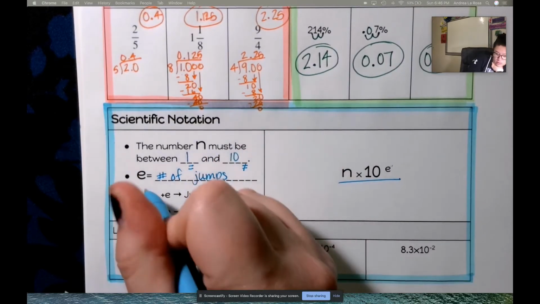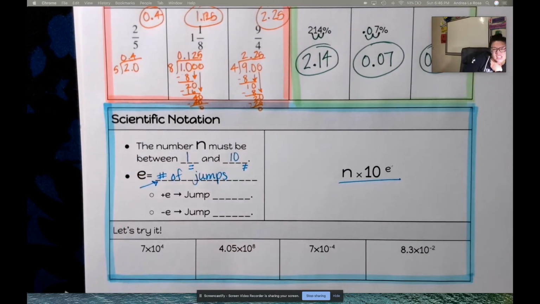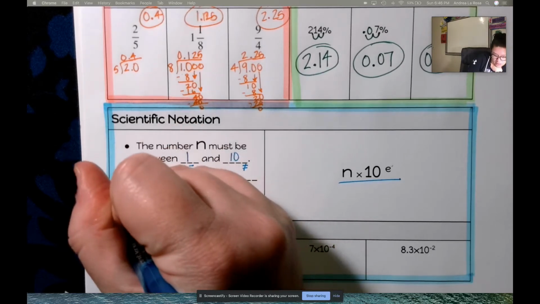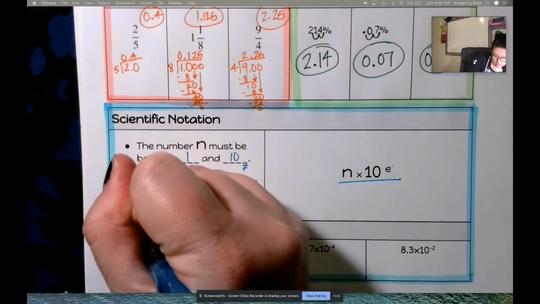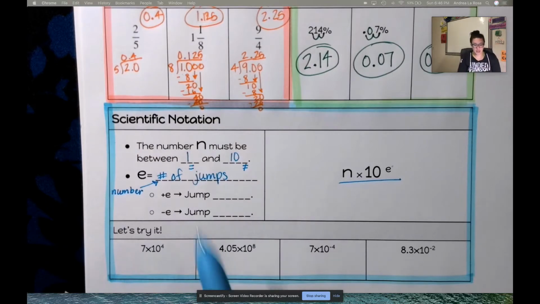For those of you who don't know, this sign, it looks like a hashtag, but it also means the word number. The hashtag sign also means number. Again, that's just another way of math people working smarter, not harder.